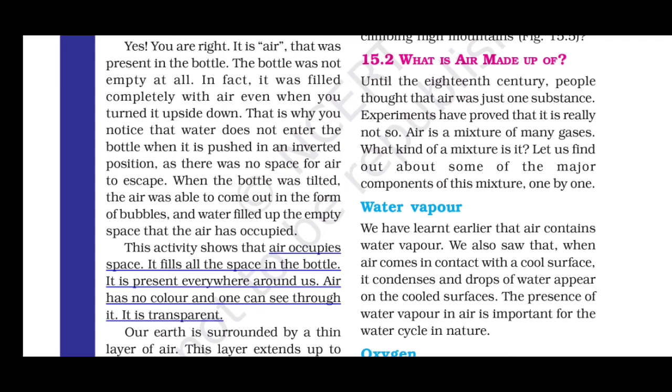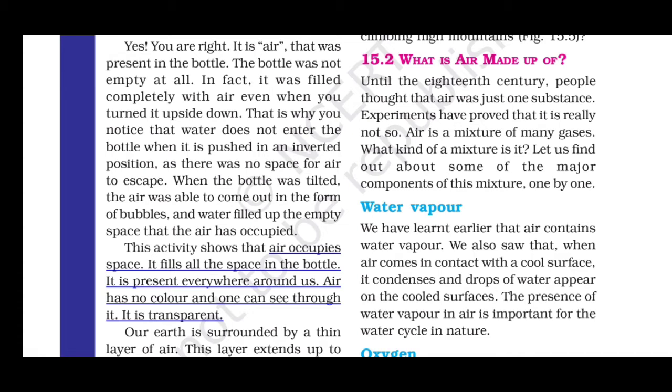Air occupies space. It fills all the space in the bottle. It is present everywhere around us. Yes, as you are listening to this, you are watching this, air is around us, isn't it? Then they are telling us air has no color. Do you see any color of air? No, we can never see the color of air, and one can see through it. The material through which we can see easily is known as transparent. So air is transparent. These are nothing but properties of air.